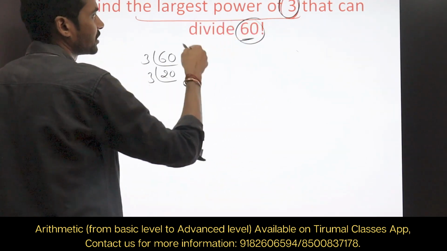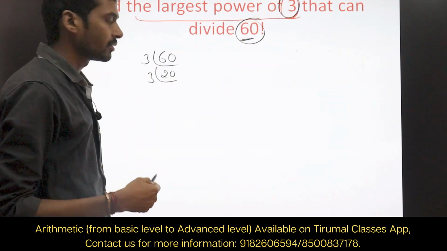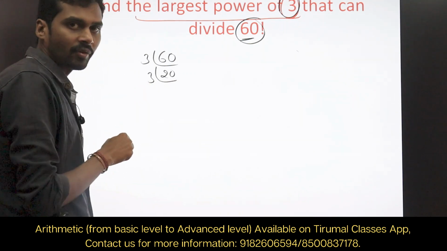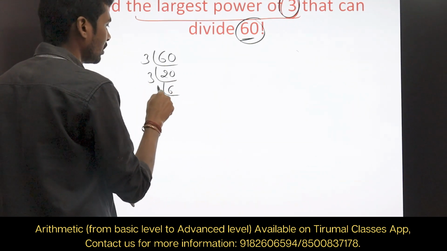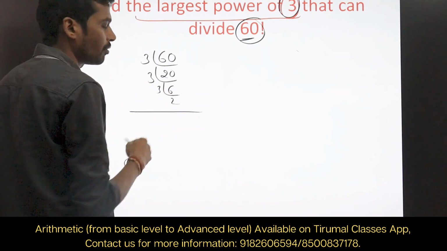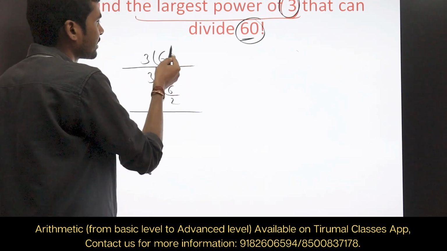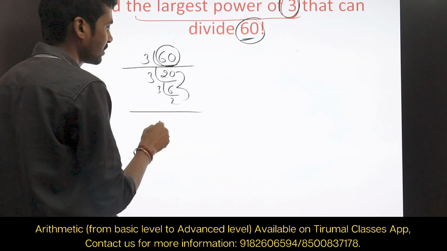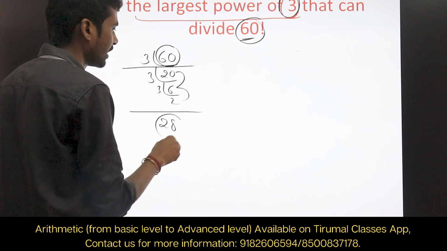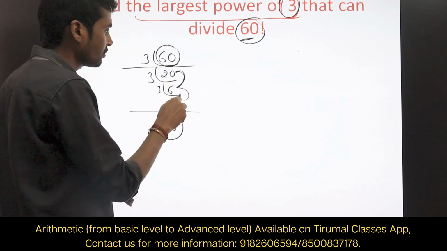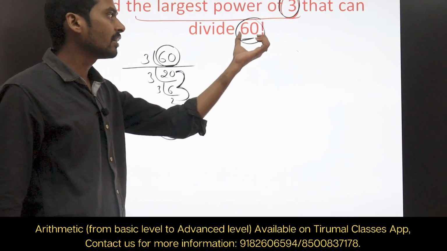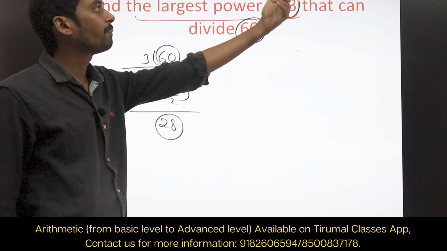Here the number is 60. We are supposed to divide with which number? 3. So 3 twenties, and then this number is further divided by 3: 3 sixes and 3 twos. Now you can stop here. Except for the given number, the sum of the remaining numbers is the answer. 20 plus 6 plus 2, which is 28. 20 plus 6 is 26, 26 plus 2 is 28.